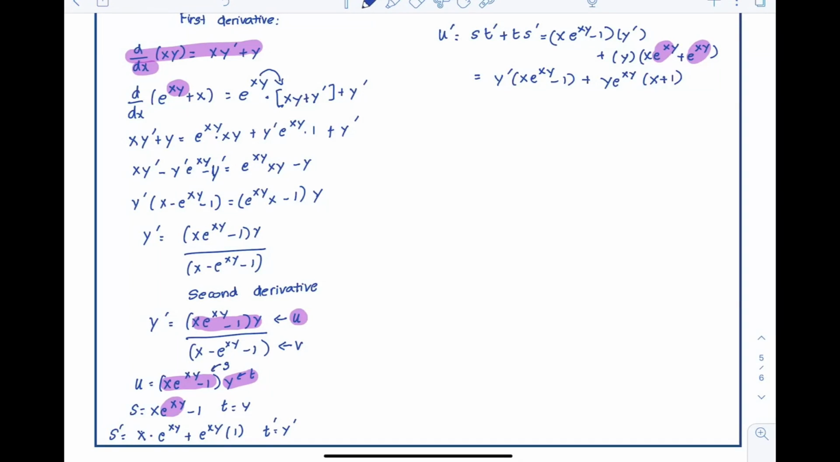So we have v, now we have to find v prime. The derivative of x is simply 1. The derivative of e raised xy, we already found that earlier, it's right there. So I'm just going to plug that in. And the derivative of negative 1 is simply 0. So I have v prime as 1 minus e raised xy times xy plus y prime. So finally, y double prime is v u prime minus u v prime divided by v squared.